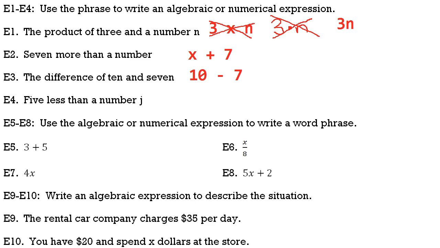But when you get to example 4 and you get 5 less than a number j, a lot of people right away are going to just glance at it and they're going to say, oh, well, 5 minus j. And that is definitely not going to get you the right answer. And it all comes back to that money example from before. If I have $20 and you have 5 less than me, you have $15. 20 minus 5.